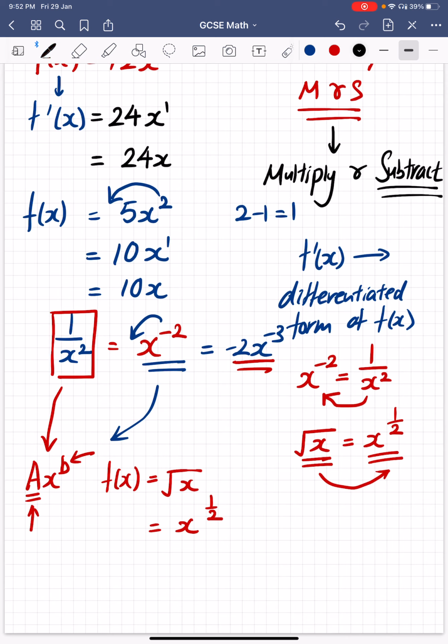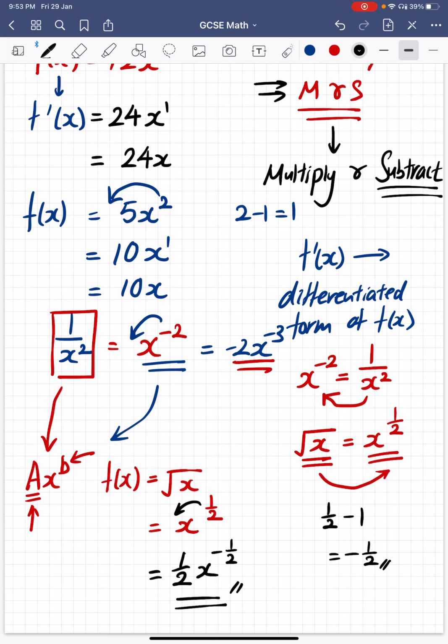Then we can always go back to the M&S, multiply and subtract. Multiply 1 over 2 x and subtract. Here it's a bit special because it's a fraction. And 1 over 2 minus 1 is negative 1 over 2. Hence, we can put negative 1 over 2 here, and this will be our answer. And that is how you learn how to do differentiation in a few minutes.